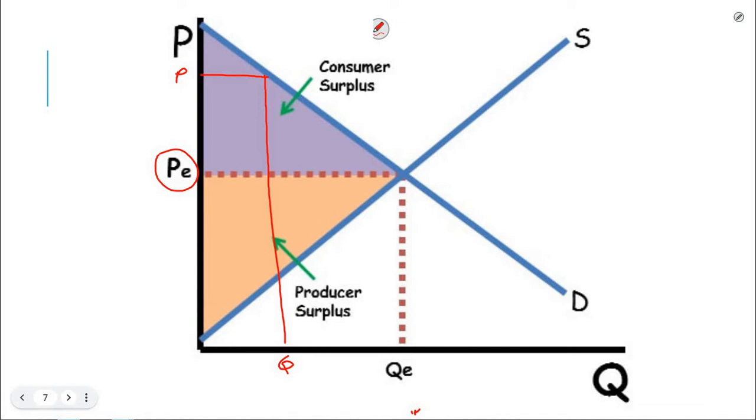Producer surplus is the area above the supply curve because at this price, quantity Q prime sellers would still produce that good, but they get to charge a much higher price, so this is all of the additional profit that they would generate over the amount that they would have been willing to produce the product for. So that gives us our consumer and producer surplus.